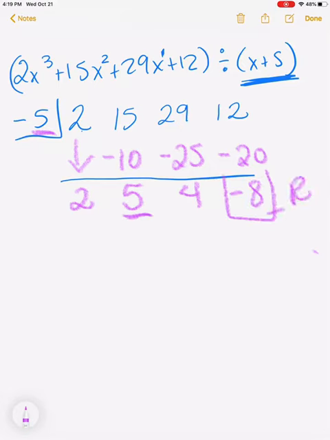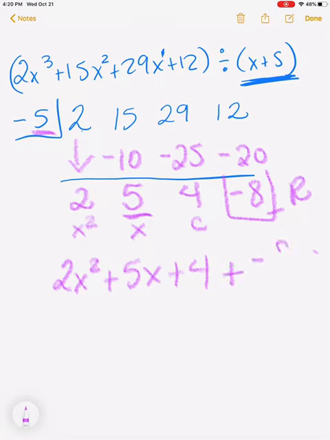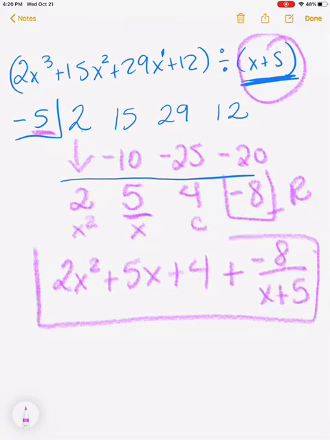That's when it's going to go on the top of your fraction that you had. This is always your constant, your x squared. If you had more, that would be x cubed, x to the 4th, etc., etc. Okay, so we have 2x squared plus 5x plus 4, and they might put a minus in between, but I like to put a plus. Negative 8 over x plus 5, and that would be your answer for that particular problem.